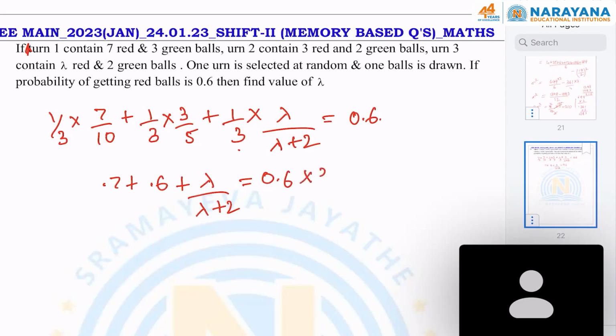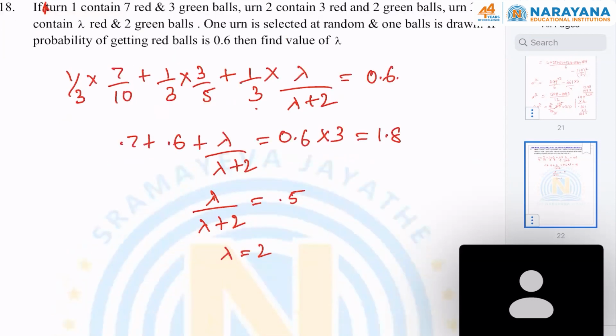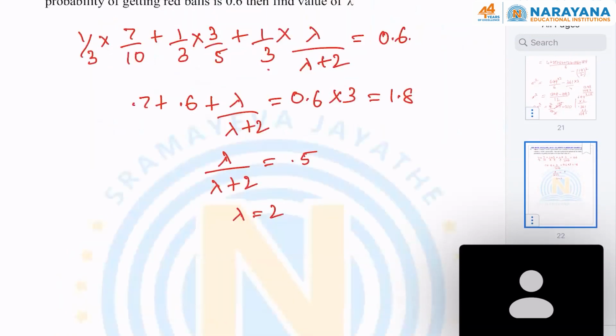0.6 into 3 is equal to 1.8. So lambda by lambda plus 2 is equal to 1.8 minus 1.3, so it is equal to 0.5. Lambda by lambda plus 2 is equal to 0.5, so lambda is equal to 2. So I discussed all the questions.